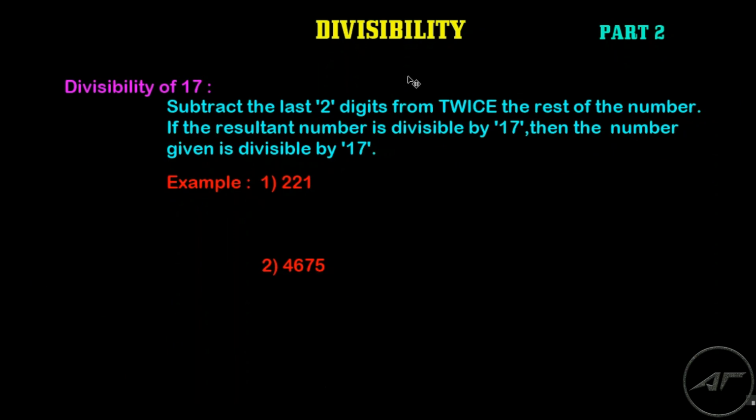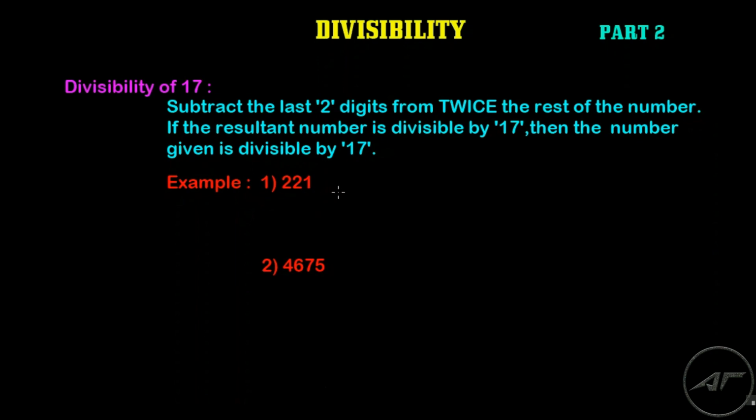Now if you're supposed to find divisibility of 17, the rule is subtract the last 2 digits from twice the rest of the number. If the resultant number is divisible by 17, then the number given is divisible by 17. Now we're taking 2 numbers as examples, that is 221 and 4675. There is no other shortcut other than the one that I mentioned right now.